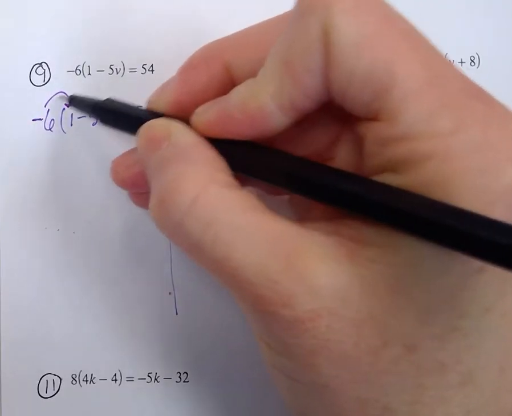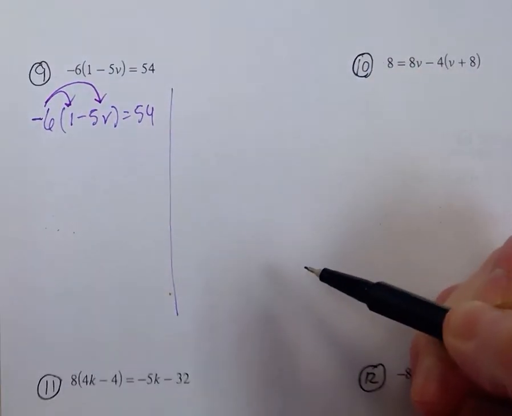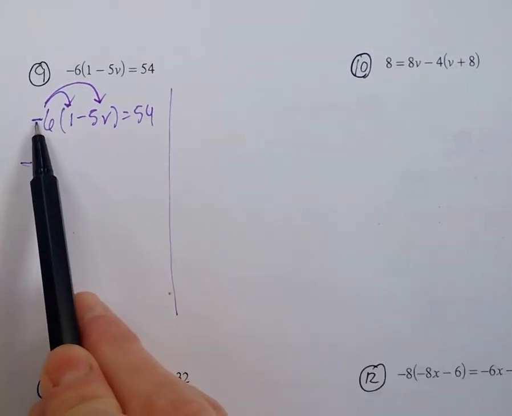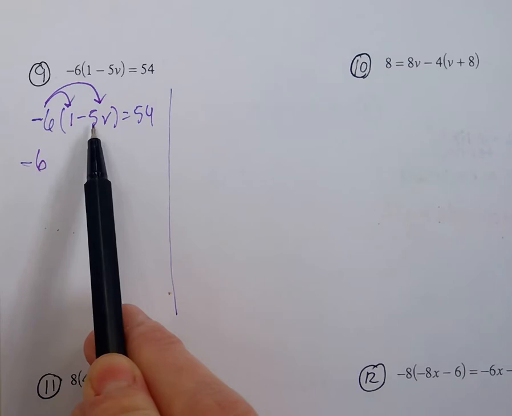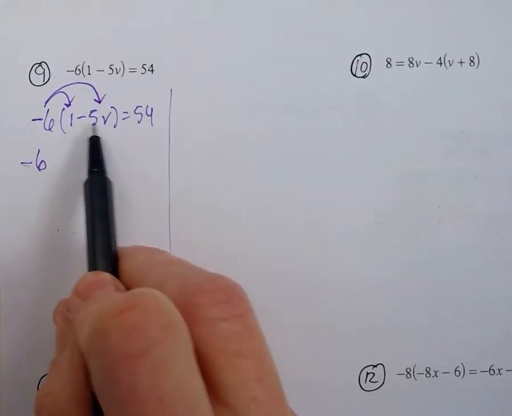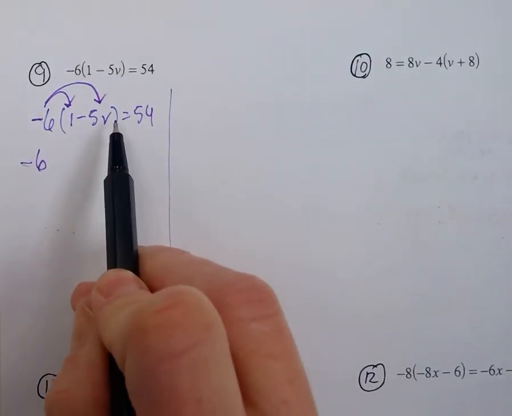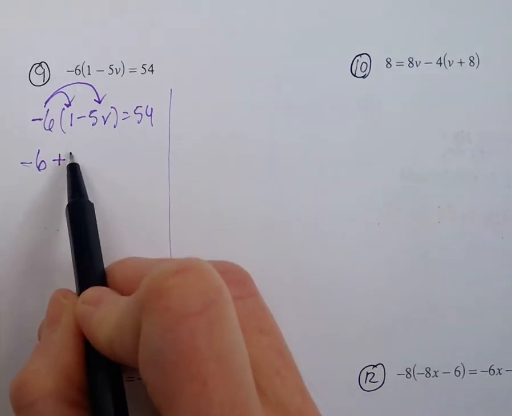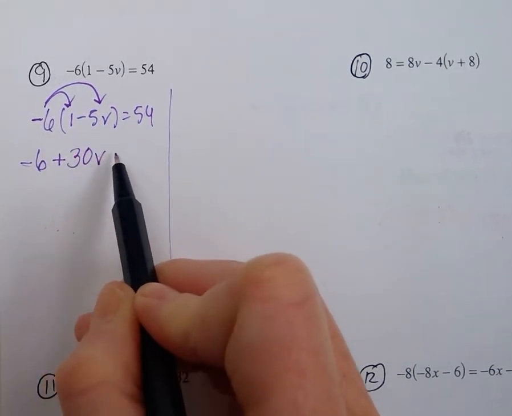And I'm going to distribute the -6 first. -6 times 1. -6 times -5v. Don't forget, minusing a 5 is the same as having -5. -6 times -5 is positive 30v.